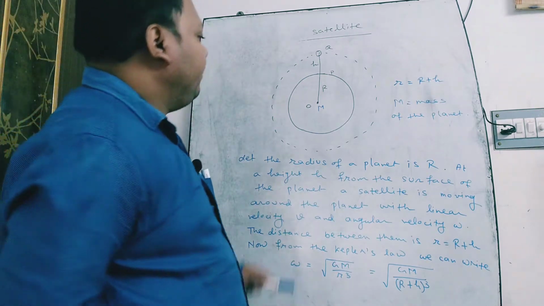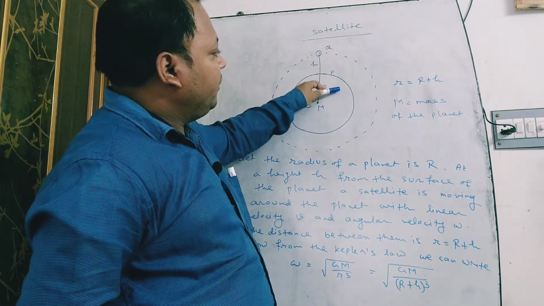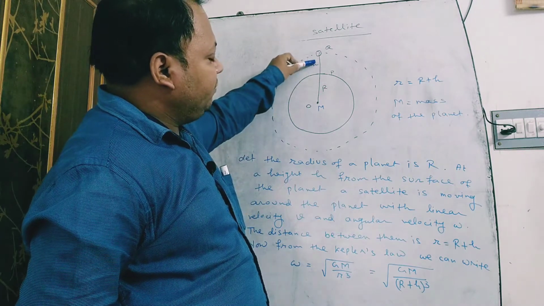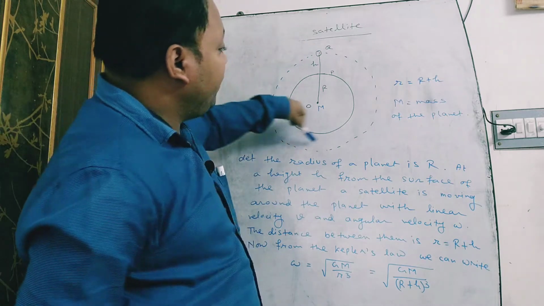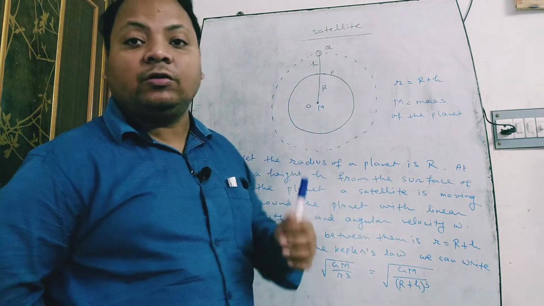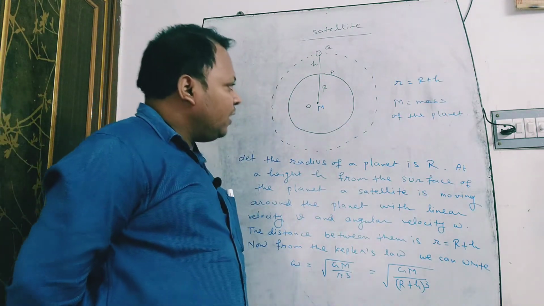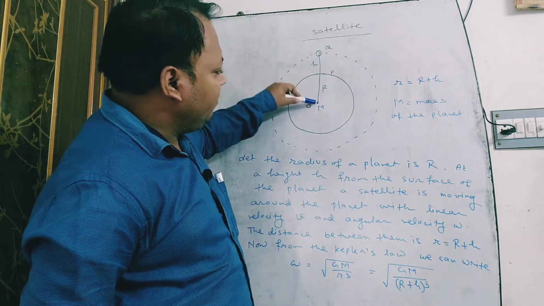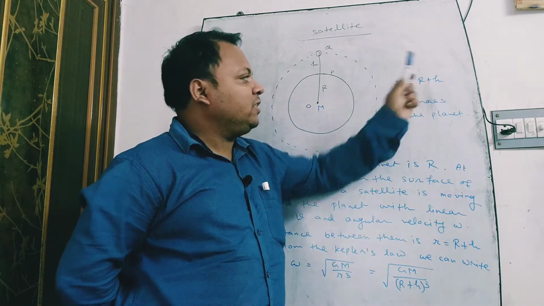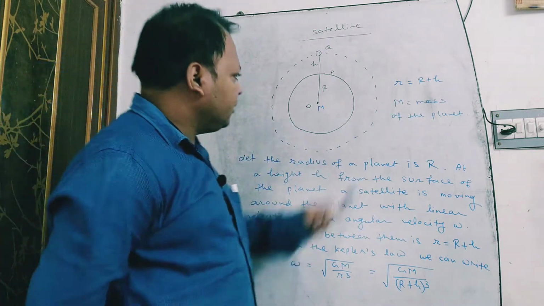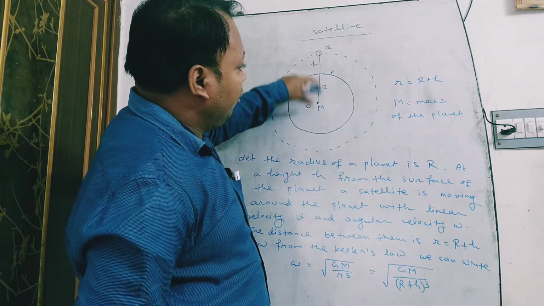Now, satellite. Let capital R be the radius of a planet, and at a height h from the surface of the planet, a satellite is moving around the planet with linear velocity v and angular speed omega. Here the distance between the planet and the satellite, small r, is equal to capital R plus h, the distance between the two centers of mass of the two bodies.